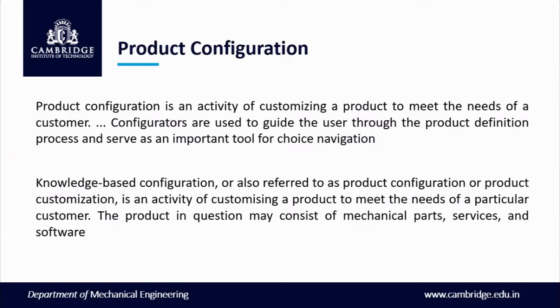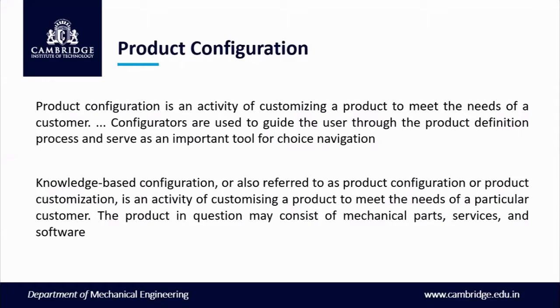There is a different set of configuration which comes into the product information. One is mechanical parts, another is services, and another is software. In this there is a different set of choices in terms of configuration, which is to be guided for the different processes. So this tells you the activity of customizing the product, the needs of the customers, the importance of the tool, the different set of navigation, and the process which you people have to understand.